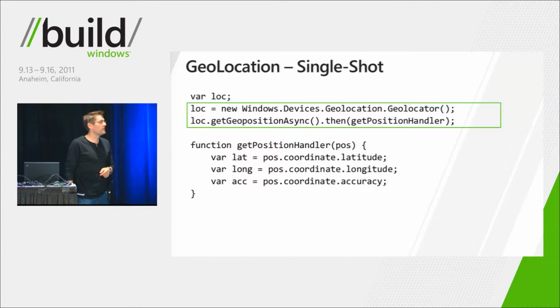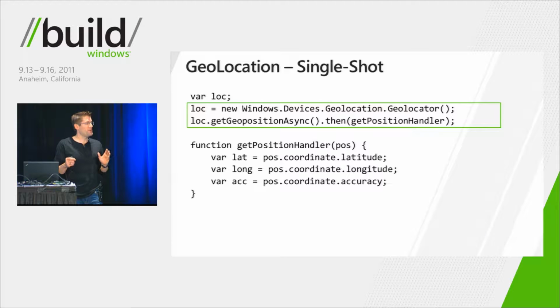So let's take a look at some code. We talked about single shot and event-based location access. First here, I want to show you the single shot location access. The first thing we need to do, which is highlighted here, the first line, is create a geolocator object.